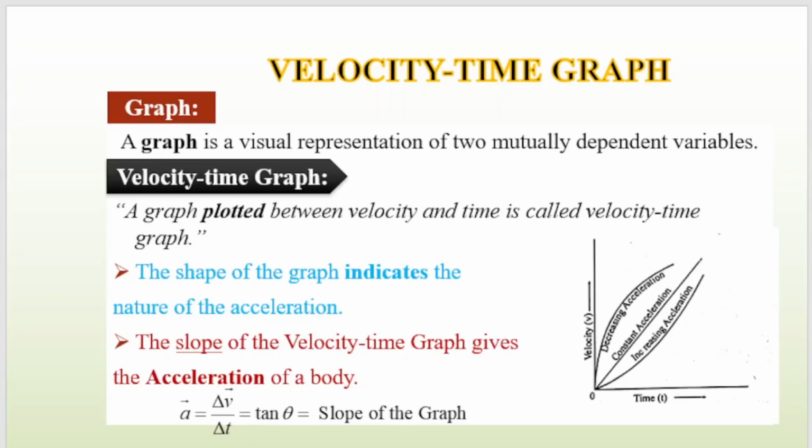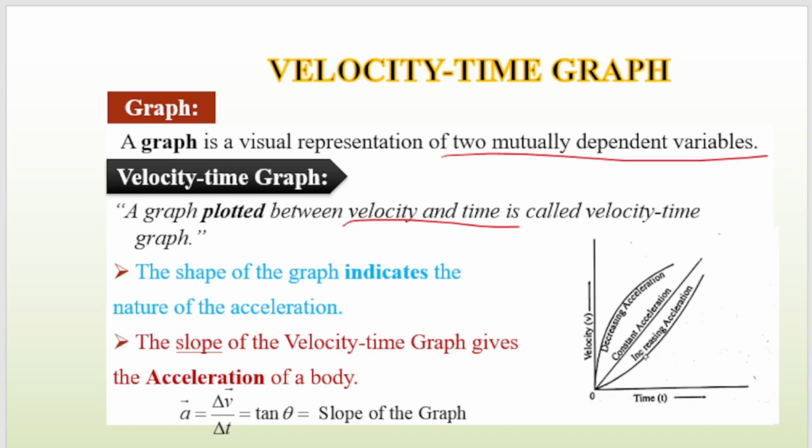Velocity time graph represents two mutually dependent variables. If the graph is plotted between velocity and time, then such a graph is called velocity time graph. Shape of the graph represents the nature of acceleration. Slope of velocity time graph represents the acceleration of the body.